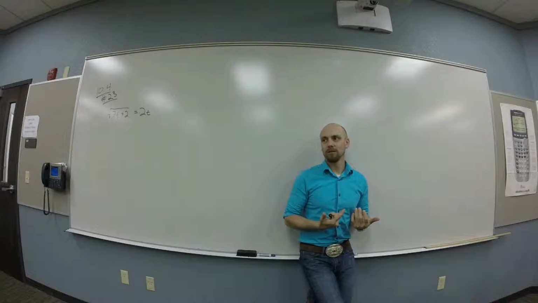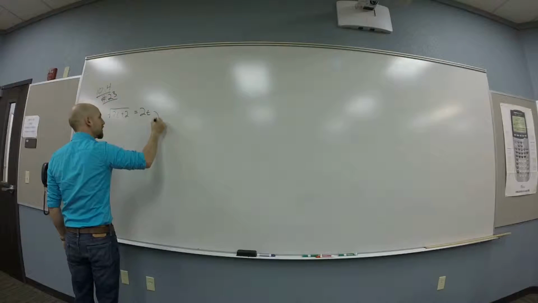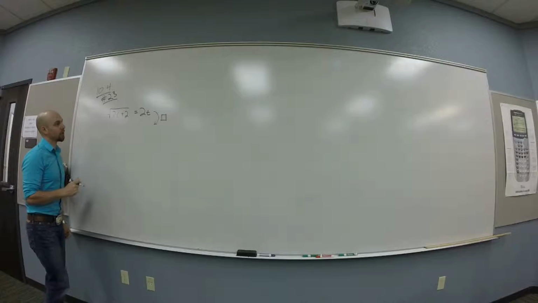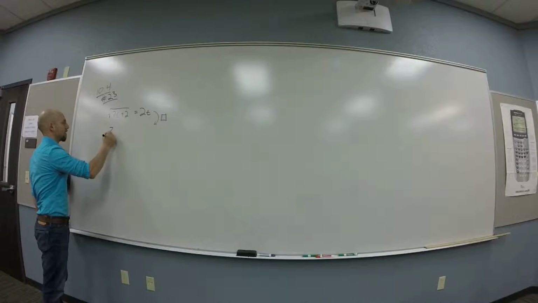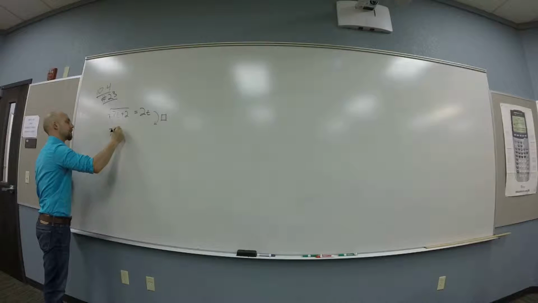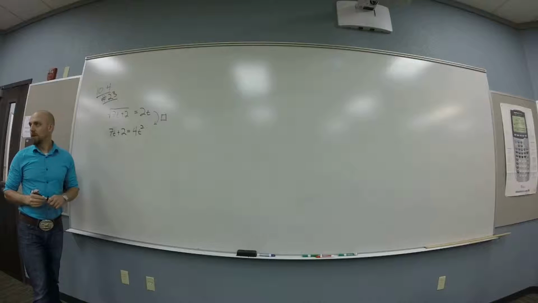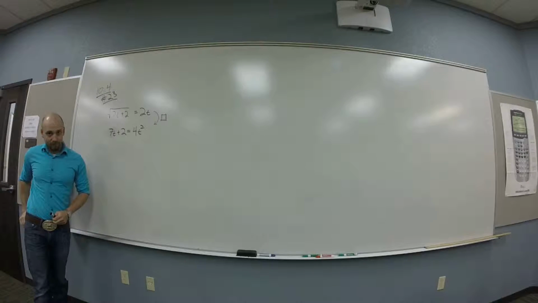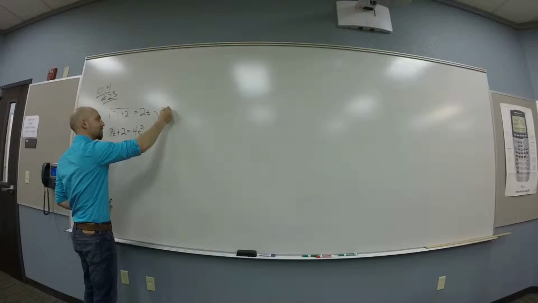Square both sides, right? So why would you square both sides? Okay, cool. So once I square both sides, what do I have? 7t plus 2 equals 4t squared. 7t plus 2 is 4t squared. What else do I have from this?